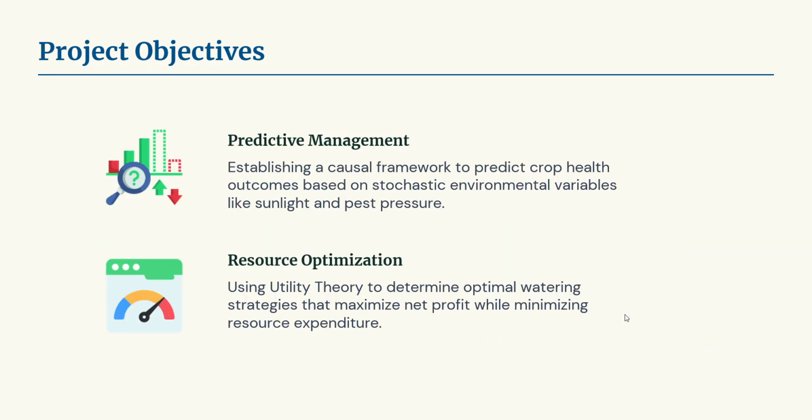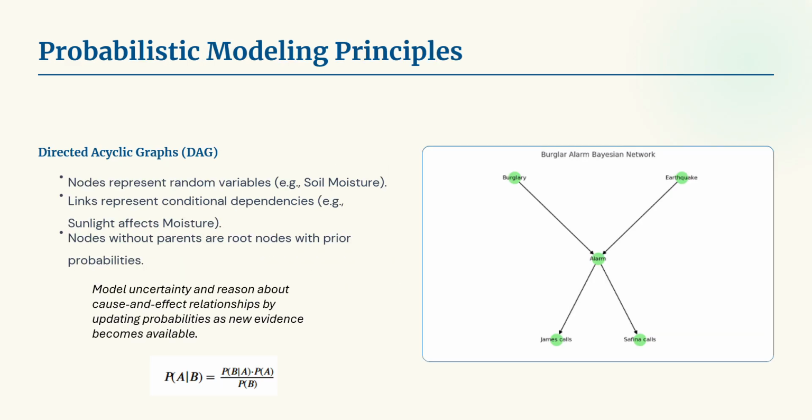First, predictive management, that establishes a clear causal framework to predict crop health based on stochastic environmental variables. And the second, resource optimization, utilizing utility theory to map out watering strategies that maximize net profit while minimizing unnecessary water expenditure.